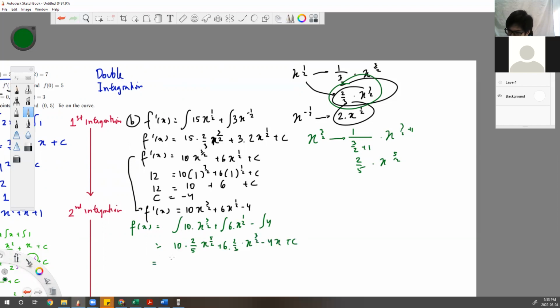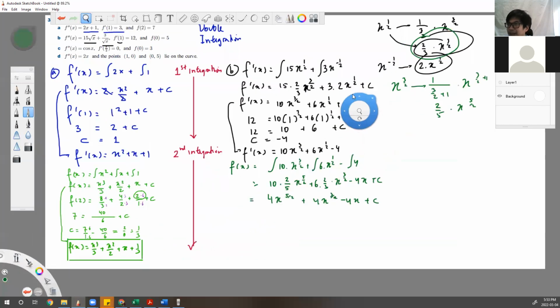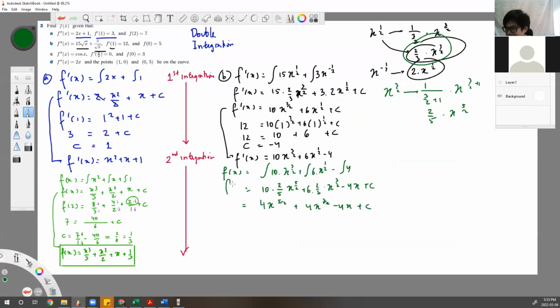And then 4x power 5 over 2 plus 4x power 3 over 2 minus 4x plus c, right? And we know that f(0) equals 5, right? And you put everything as 0. Okay, everything is 0, so c, right? So 0 plus c, because 0 to the power of anything is 0. So c equals 5. Go back to the original. Where is it? I think this is better.